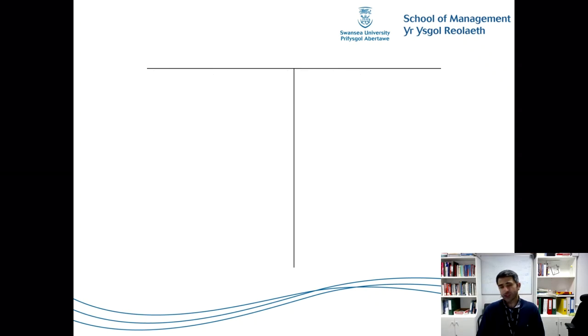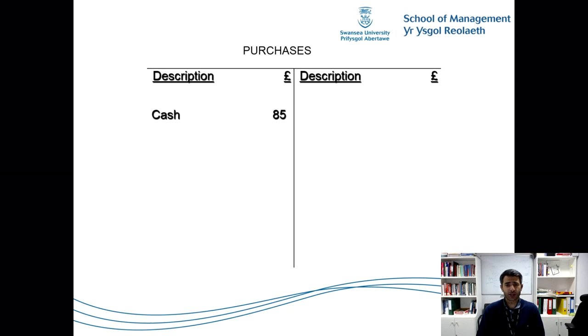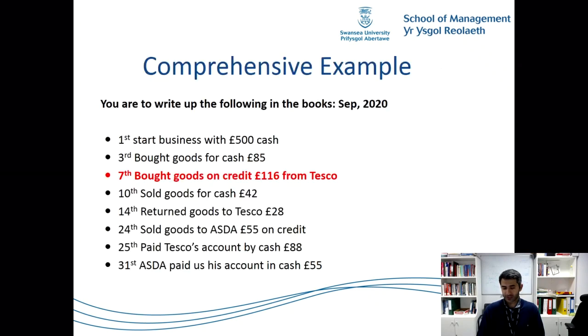But the account you need to open now is the purchases account. And you remember, purchases should be recorded on the debit side if you go back to the debit and credit rules. And you need to write beside it 85 cash. Why? Because that means our purchases go up by £85. How did we pay for our purchases? By cash.